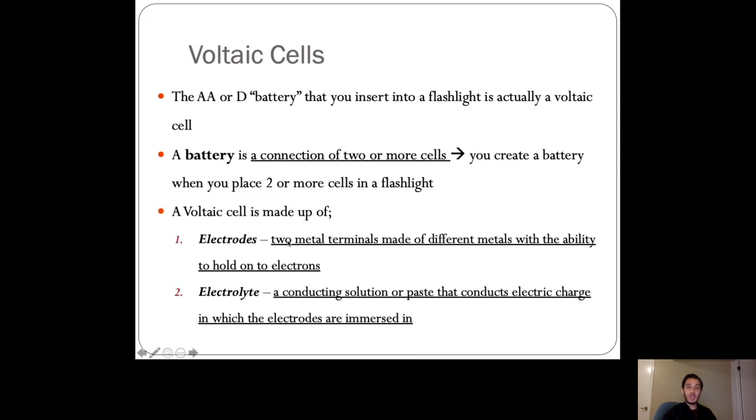So a voltaic cell, and therefore a battery, has these components as well. But a voltaic cell, that simple unit of a cell, has two components. One is called the electrodes. These are two metal terminals, two metal pieces, and they always have to be different metals. They're there to hold on to electrons. And then they must have an electrolyte. That is some kind of solution, some kind of liquid or paste that can conduct electrical current, in which the electrodes have to be immersed.